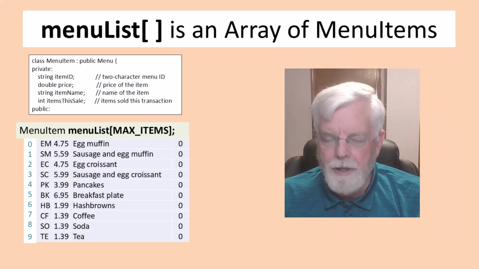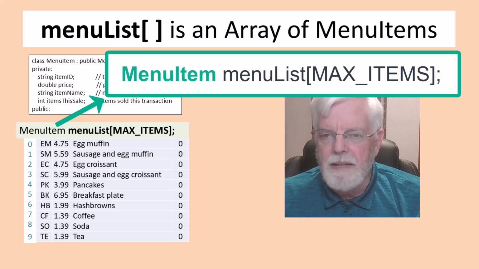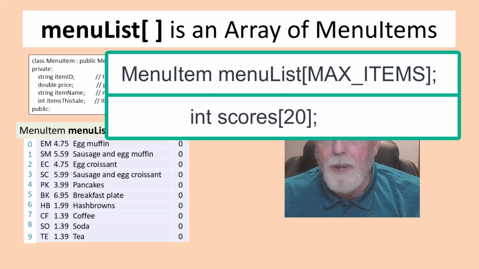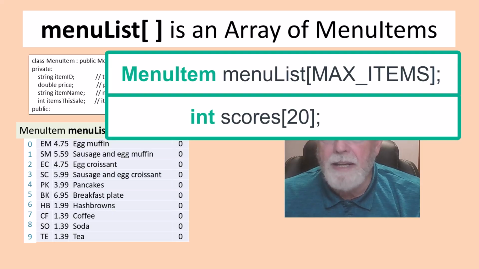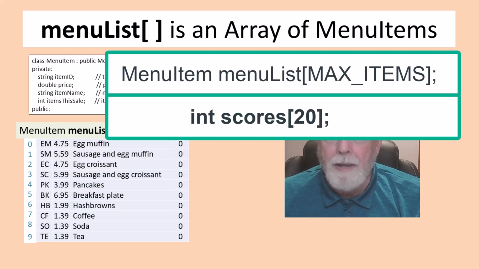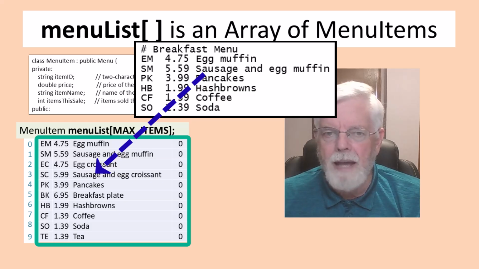Now that the structure for an individual menu item is defined, an array named MenuList can be declared by MenuItem MenuList, open square bracket, MAX_ITEMS, close square bracket, semicolon. MenuItem is the data type and MenuList is the name of the array. This is similar to declaring an array of integers named scores, where int is the data type and scores is the name of the array. Int scores, open square bracket, 20, close square bracket, semicolon. MenuList can be loaded from the menu.txt file and searched when the customer enters an item ID code.